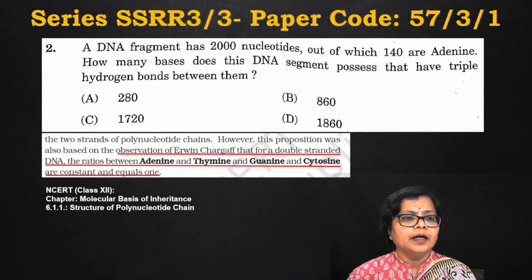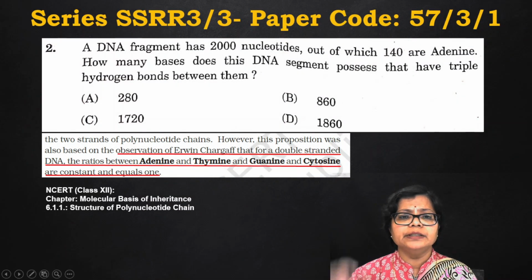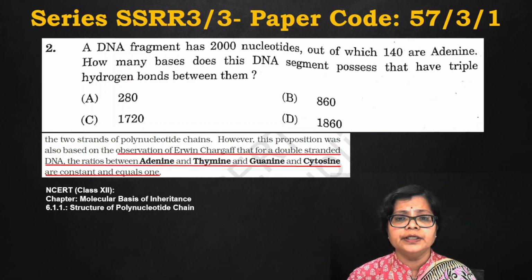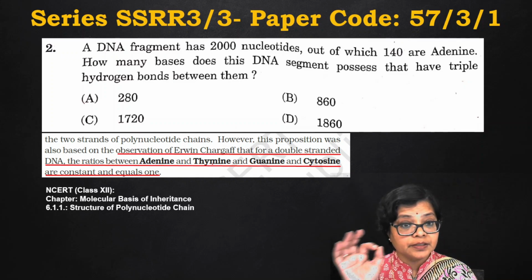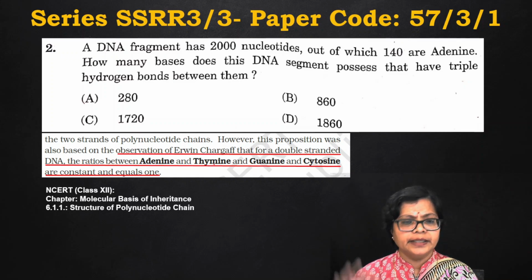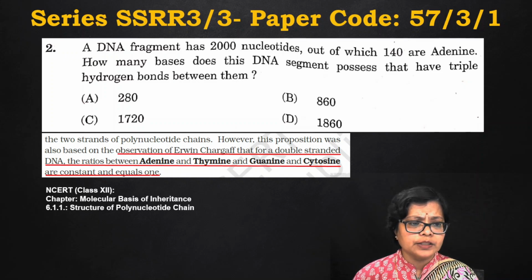Next. A DNA fragment has 2000 nucleotides, out of which 140 are adenine. How many bases does the DNA segment possess that have triple hydrogen bonds between them? This is a very tricky question and you have to understand. It is solely based on Chargaff's rule, that is, the observation of Erwin Chargaff that for a double-stranded DNA, the ratio between adenine and thymine and between guanine and cytosine is constant and equals 1.